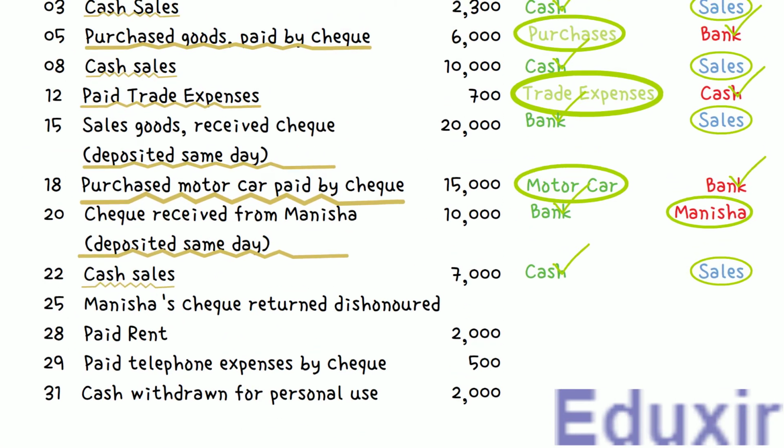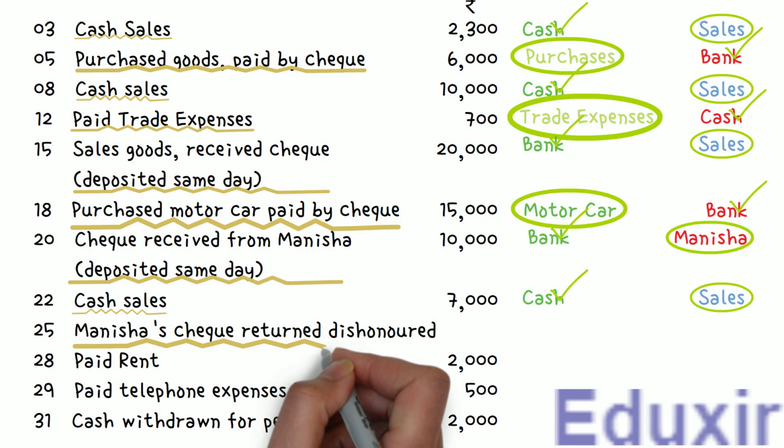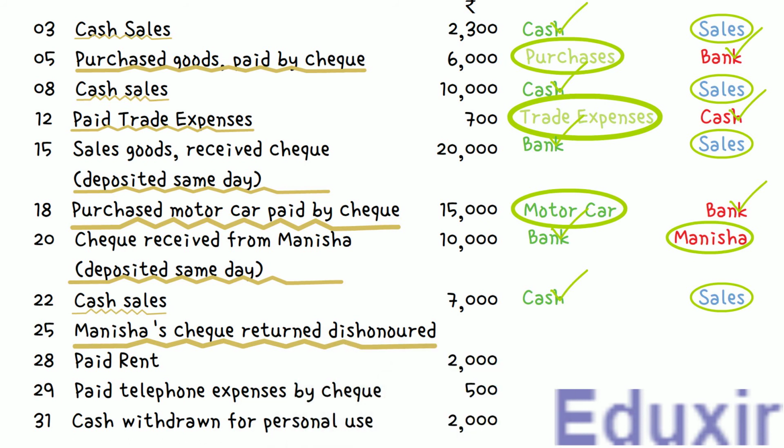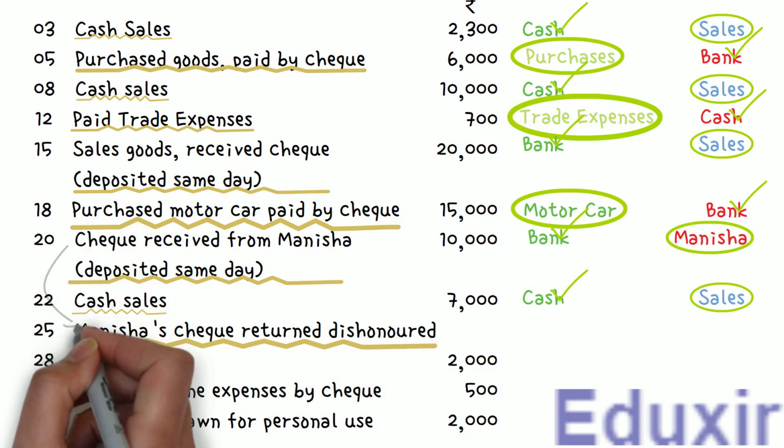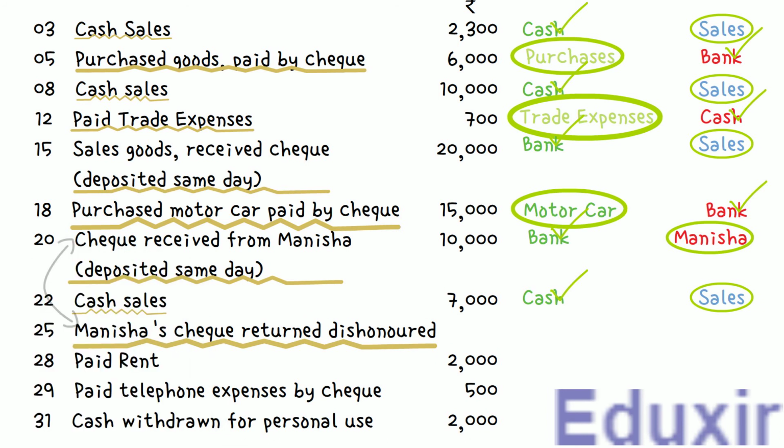In this transaction, Manisha's check that was deposited into the bank returned dishonoured. Note that this transaction is related to the transaction done on 20th July, wherein the check received from Manisha was deposited into the bank. The check is now dishonoured and returned. As we have analyzed in that transaction, we had credited the debtor Manisha's account and debited the bank account.